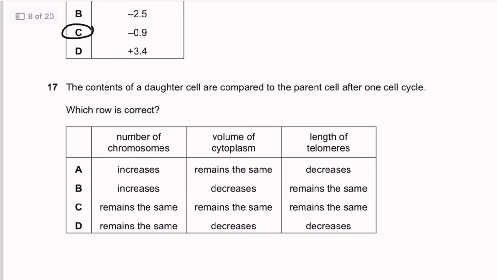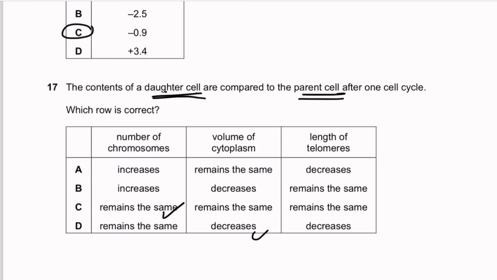Okay, the contents of daughter cells are compared to the parent cell after one cell cycle. Which row is correct? Number of chromosomes. The daughter cell is going to have the same number of chromosomes as the parent cell, because again it's mitosis, we produce genetically identical cells. So if it's genetically identical, we should have the same number of chromosomes. Volume of cytoplasm, however, is going to be a little bit smaller because the daughter cell is formed by the division of this mother cell. Since it divides, it's going to turn into 2 smaller cells. So it should decrease a little bit.